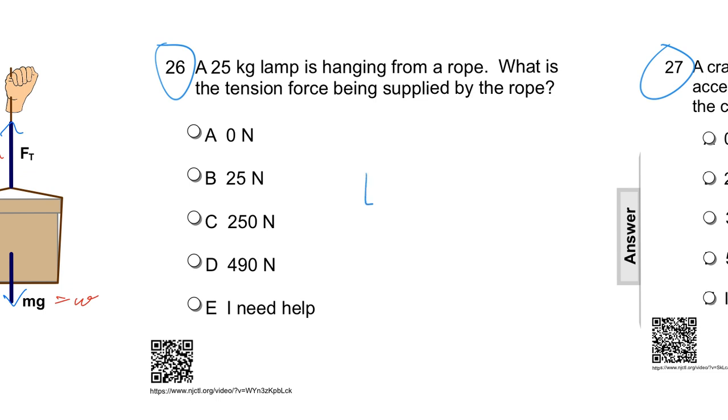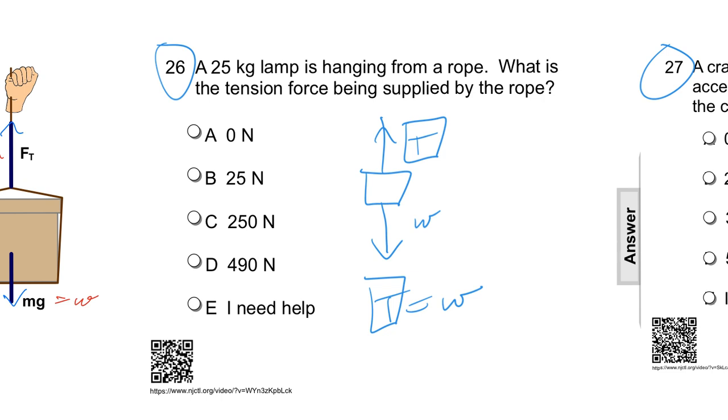Okay, if a lamp is hanging from a rope, tension is supporting it. It's in the cord, and the weight. I know the tension is equal to the weight, so I like to put tension in a box because big T means something else later on in physics. What is the tension force being supplied? So it equals mg.